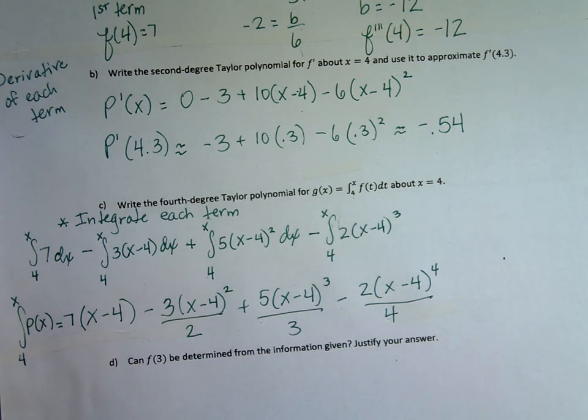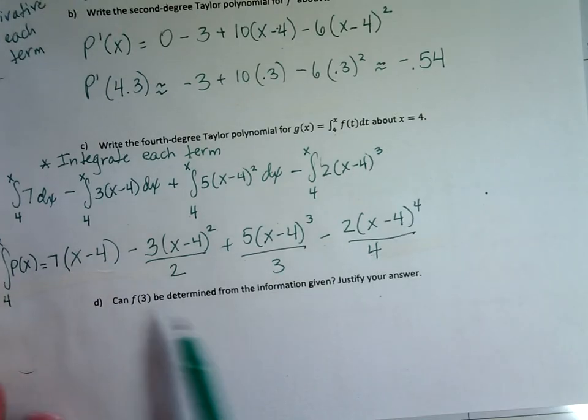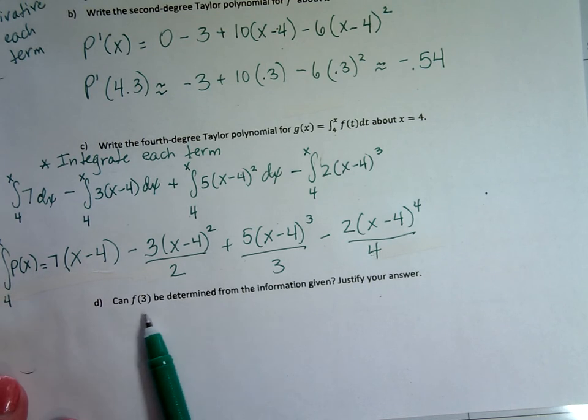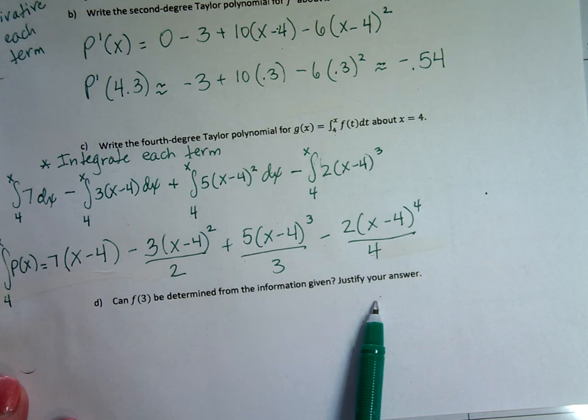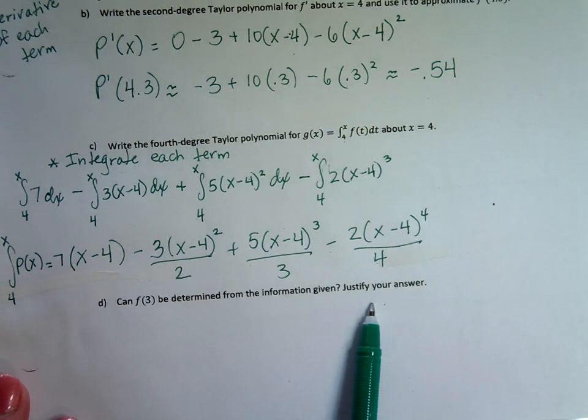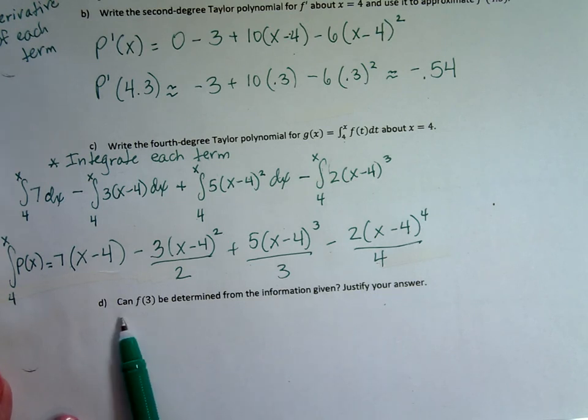All right, last one. We're almost done. Can f of 3, we kind of talked about this earlier, can f of 3 be determined by the information given? Justify your answer. Well, where's this thing centered? This thing's centered at 4. If you're centered at 4, then 3 is way too far away for you to make an approximation that would be accurate. You could make an approximation, but it wouldn't be very accurate because you're too far from the center. And so that's what this is asking you.